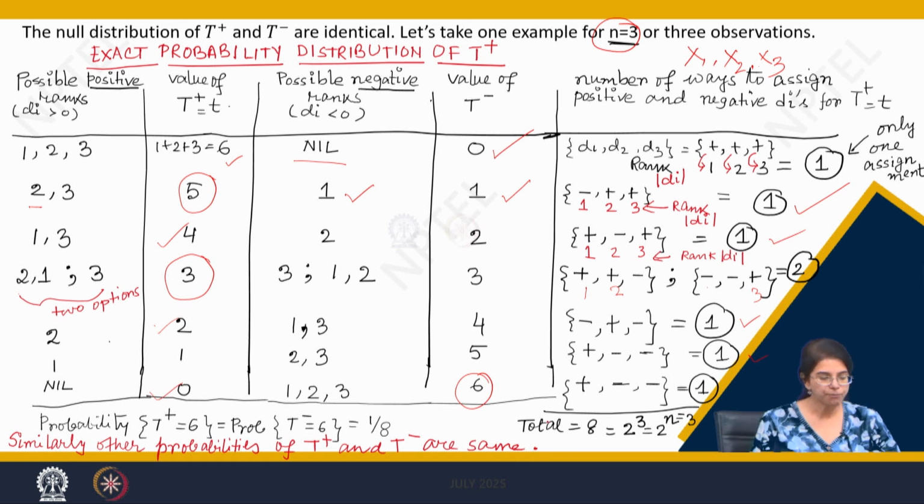Similarly, the other probabilities of t plus and t minus are the same. So if I ask you what is the probability t plus is equal to 2, just have a look over t plus is equal to 2. How many options, how many favorable cases? That is 1. How many total number of cases? That is 8. So 1 by 8 will be the probability.